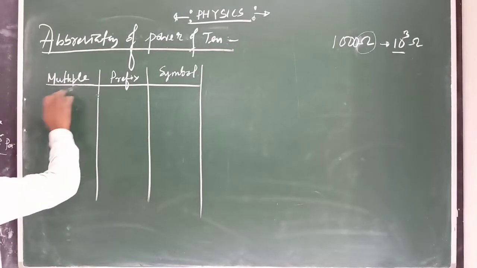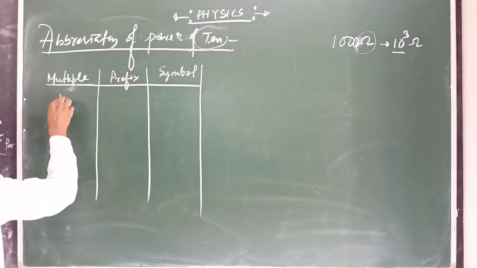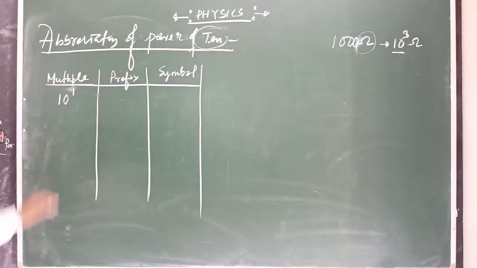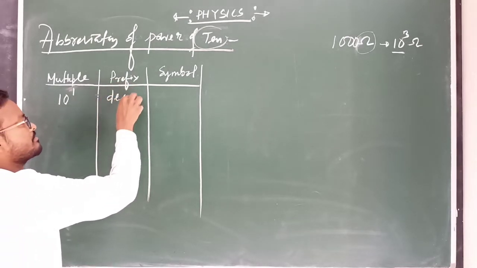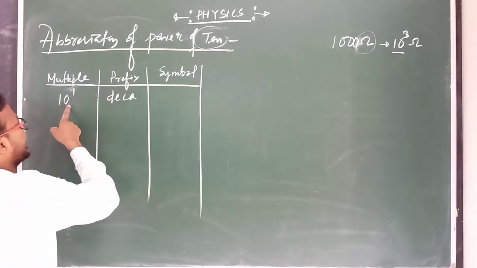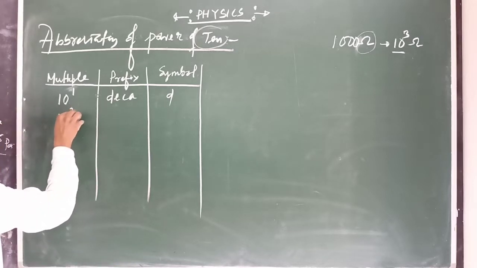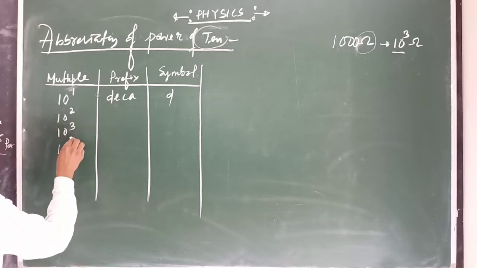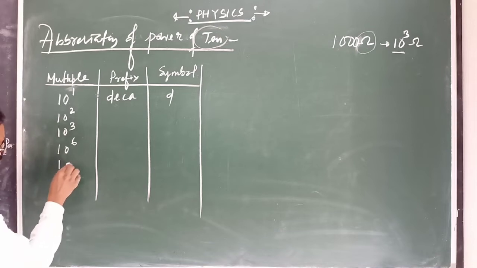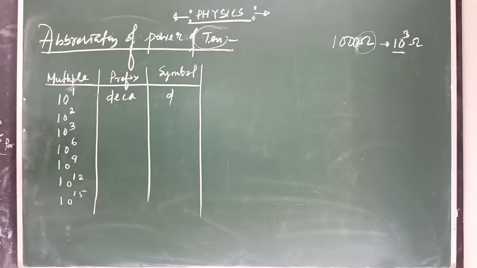Multiple means power of 10. Now we write 10 to the power 1, and its prefix is deca, and its symbol is D. Next 10 to the power 2, then 3, then you increase the power by 3, that means 3, 6, then 10 to the power 9, 10 to the power 12, 10 to the power 15, and so on. Clear? So these are multiples, that means powers of 10.